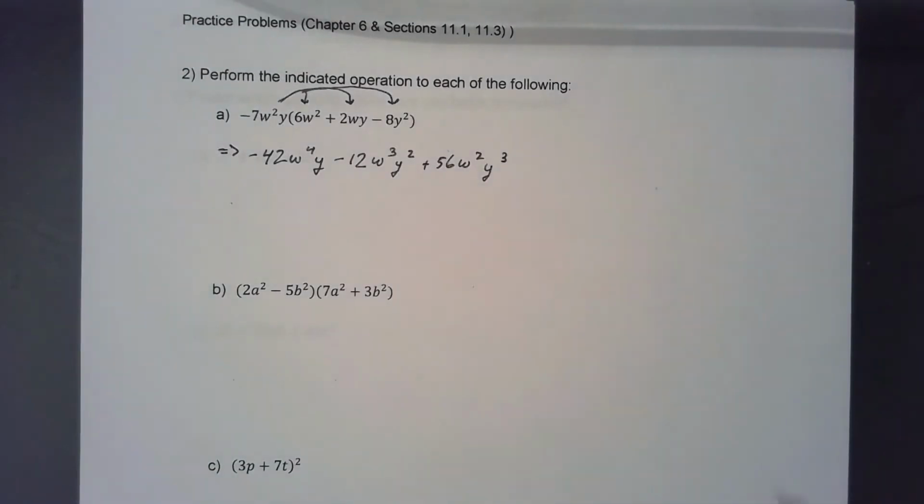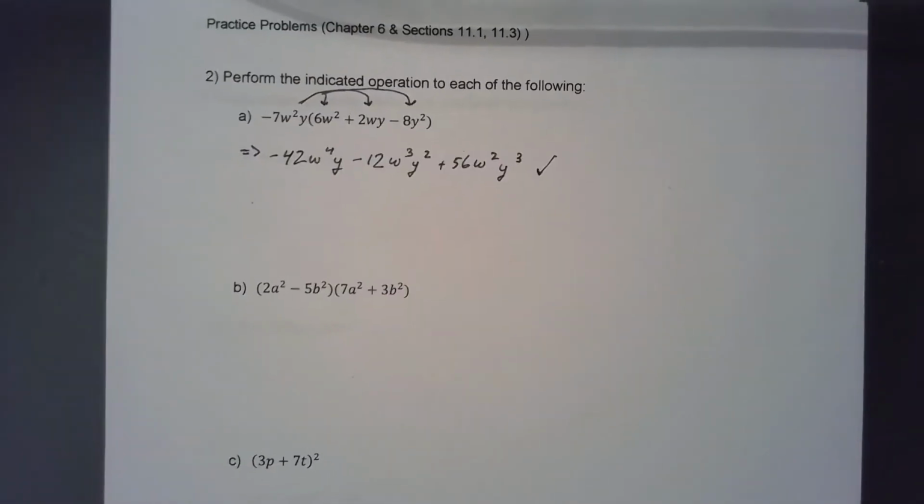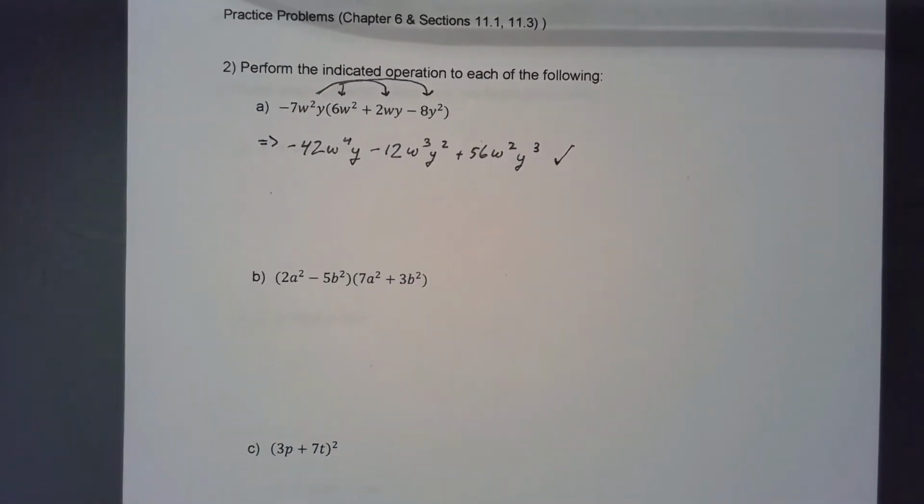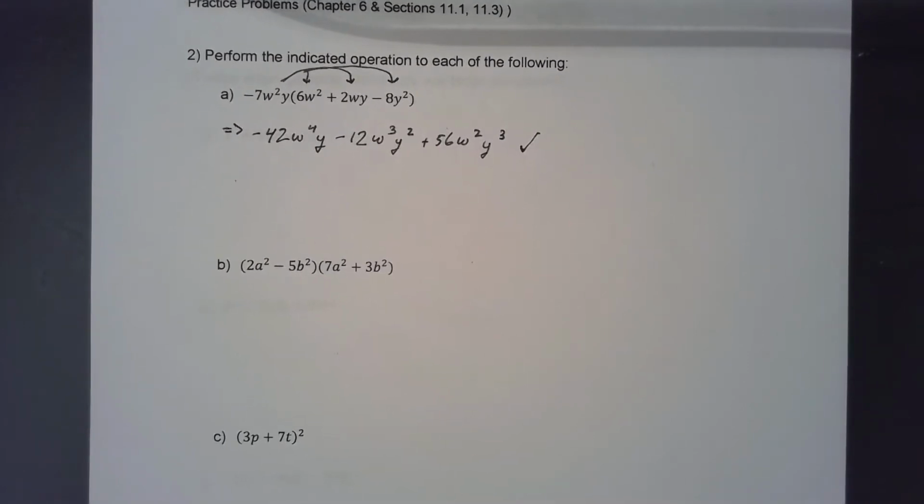My camera keeps going in and out of focus. So that's it. I'm trying to calibrate it, but it's being difficult. So I apologize if it comes in or out of focus, but I will do my best.